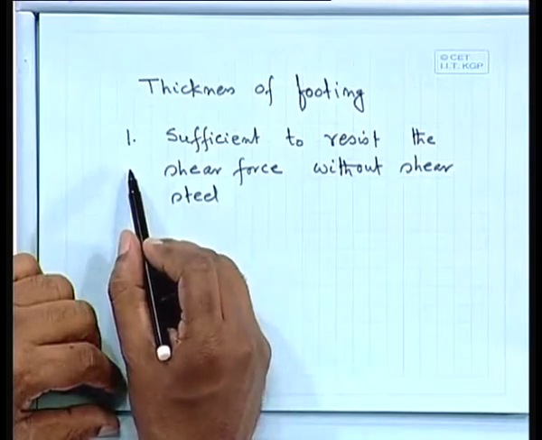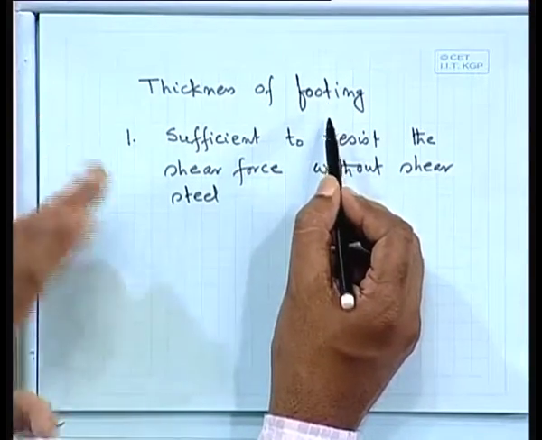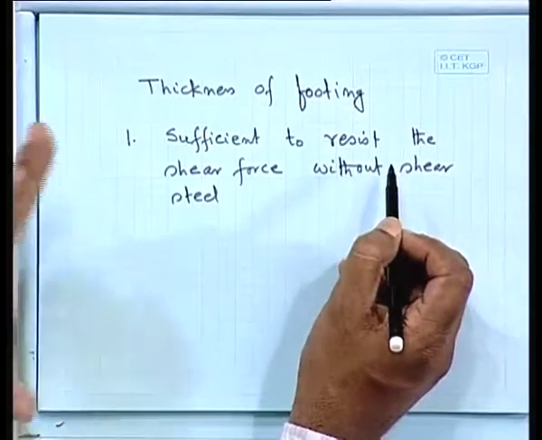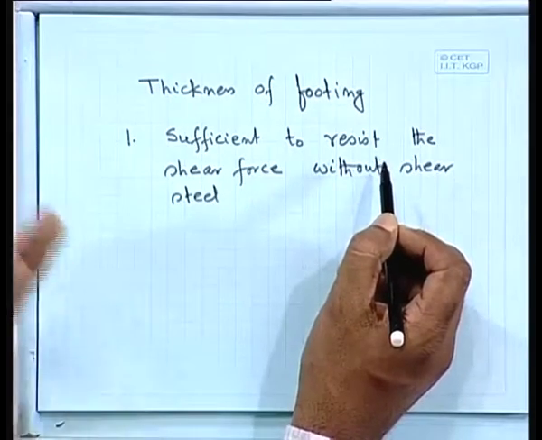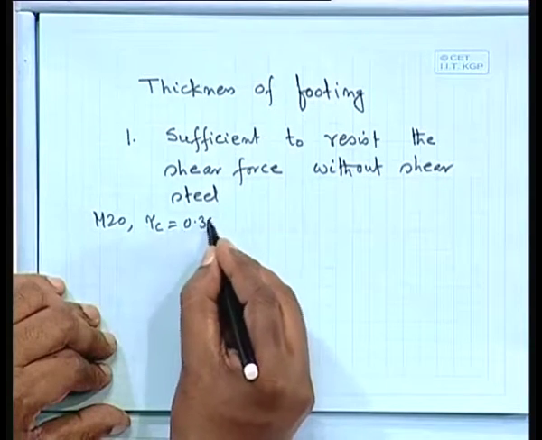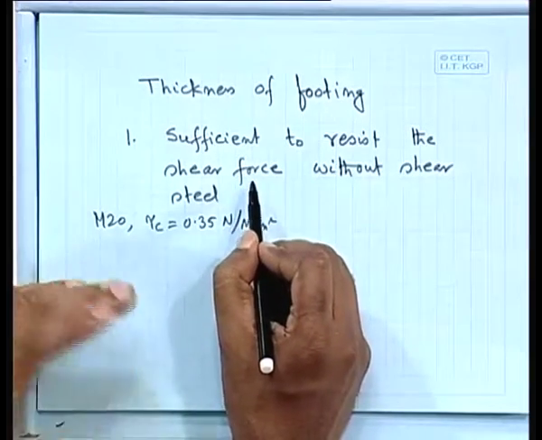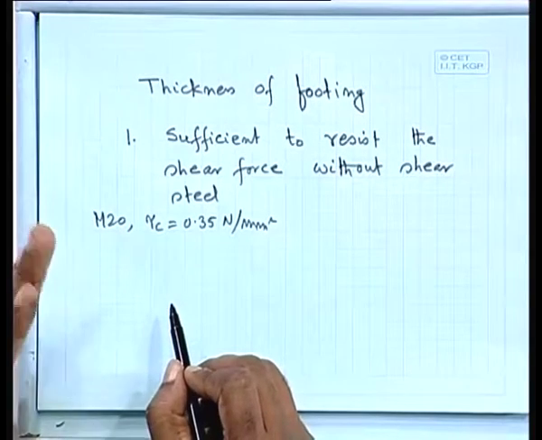So in our case, we have to provide the thickness of footing such that it will resist the shear force without shear steel, that means no stirrup, we do not provide any stirrup. That means for M20 grade of concrete, tau c for M20 is, say, 0.35 Newton per square millimeter. That means the shear stress value should come less than 0.35 Newton per square millimeter, the critical one.